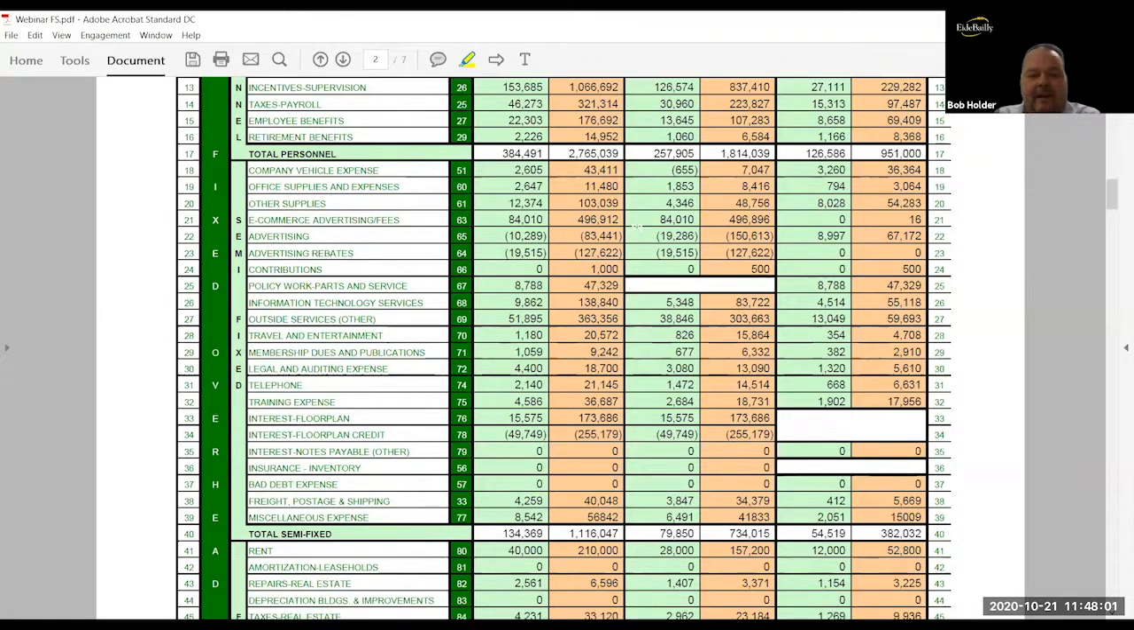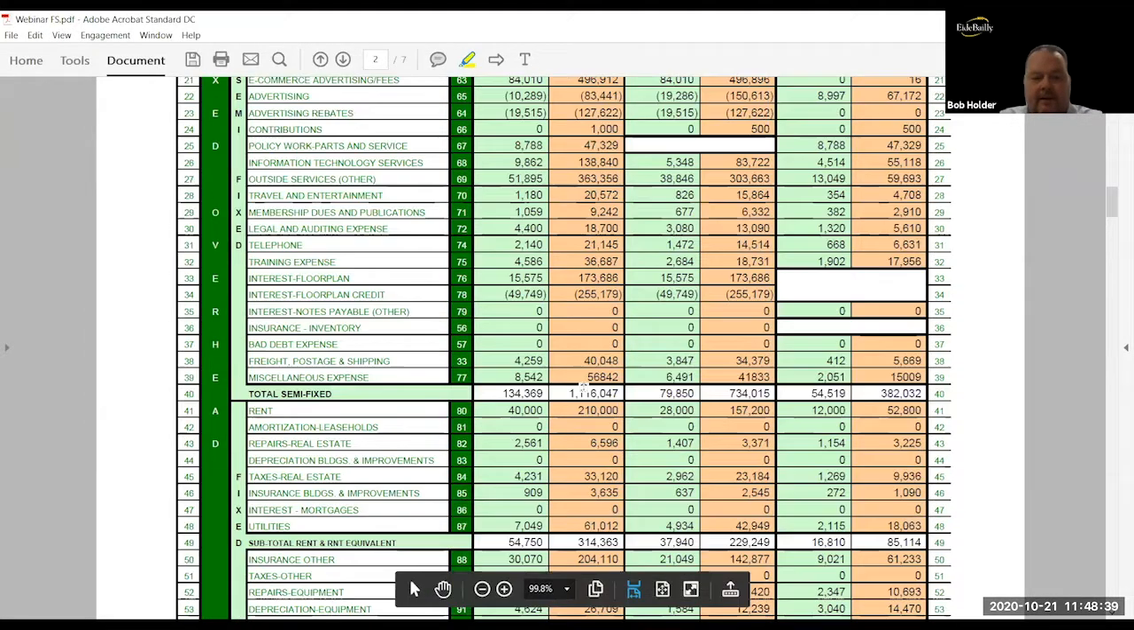Then I scan for other things. If they had a lot of contributions, I would be concerned and ask, are those really sponsorships? Are these really advertising? We're limiting our tax deduction if we put these all in as contributions. I look at policy work, and they're running about $6 grand a month. They did $9 grand last month. That seems a little high, so I might want to talk to them about that. I would expect outside services to be one of the higher expenses.